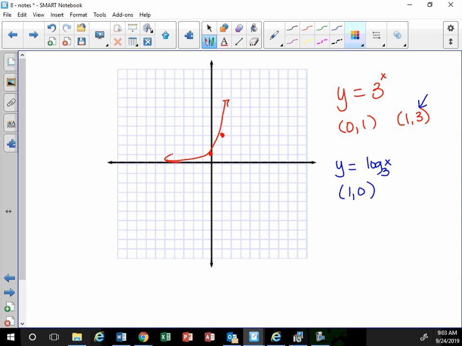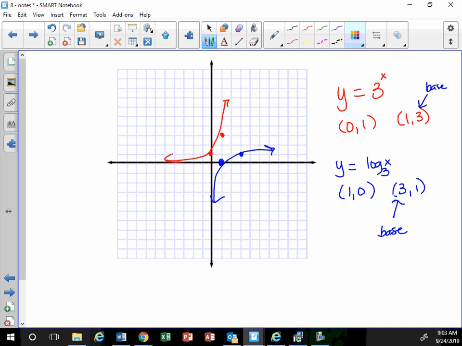And remember, this was the base right here. So instead of 1, 3, what will I use? 3, 1. And again, that's whatever the base is. So we could change the base, but the rest of it would stay the same. So those 2 points, 1, 0, and 3, 1, are like that. And guys, instead of a horizontal asymptote, what kind of asymptote do you think I'm going to have? Vertical. So this graph looks like that.